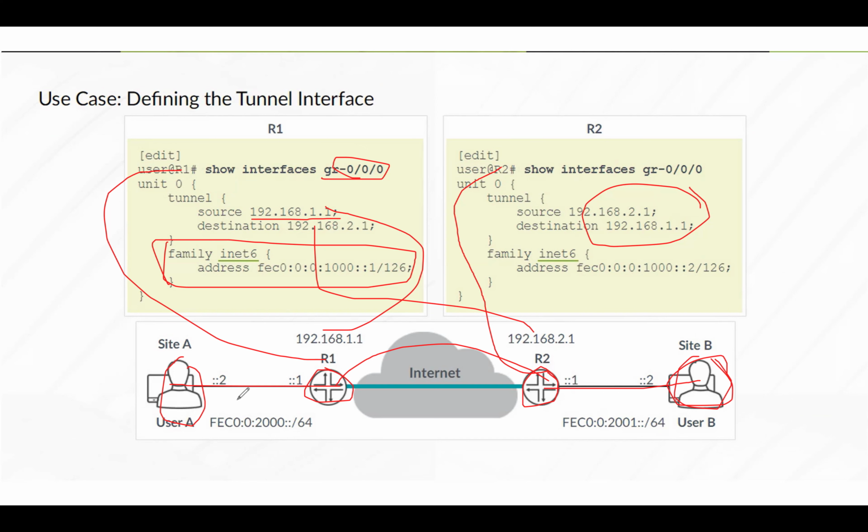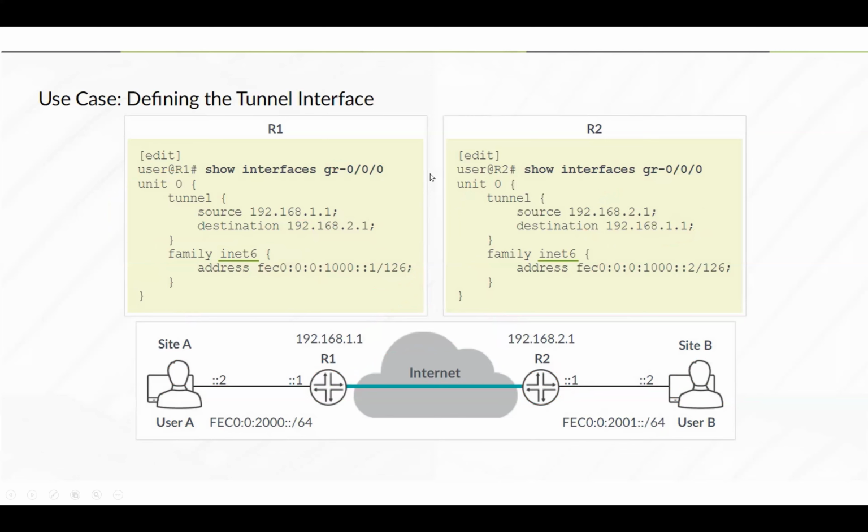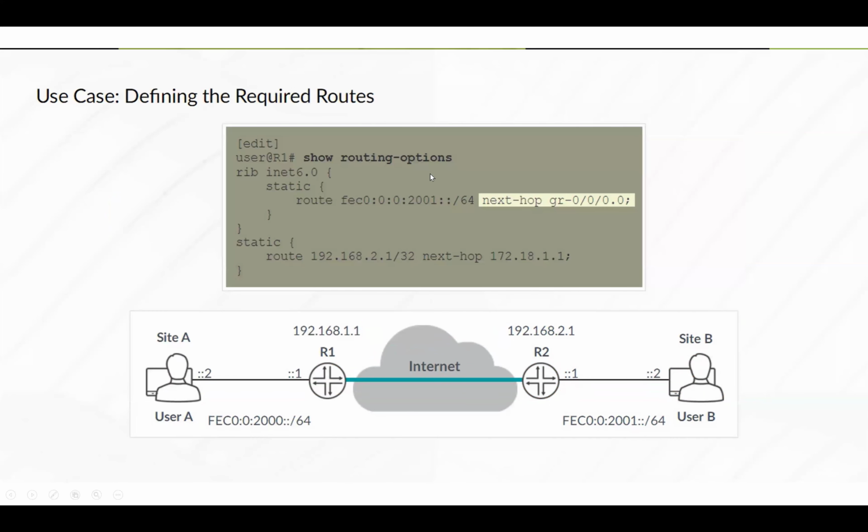That is, the mechanism is that the IPv6 packet is encapsulated in IPv4, then de-encapsulated here to IPv6, and the packet is sent to user B as IPv6. So this is the tunnel process possible in IPv6.